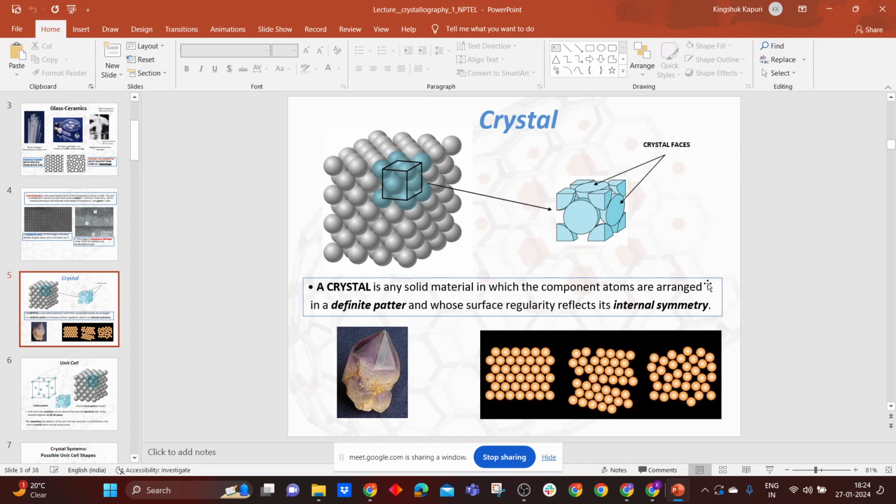Now, what I have said previously is that to constitute a mineral, we need to have well defined crystal faces, right? So what is a crystal? A crystal is nothing but a solid material in which the components are tiny atoms, right? And which are arranged in a definite pattern, which I have already mentioned. And students, they have a regularity.